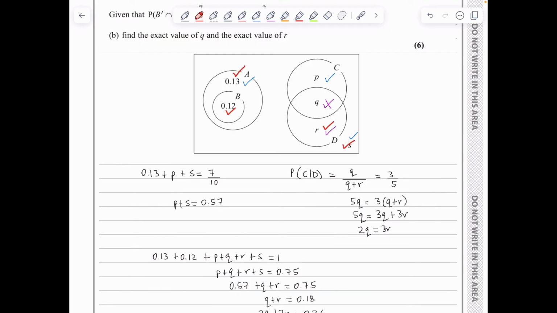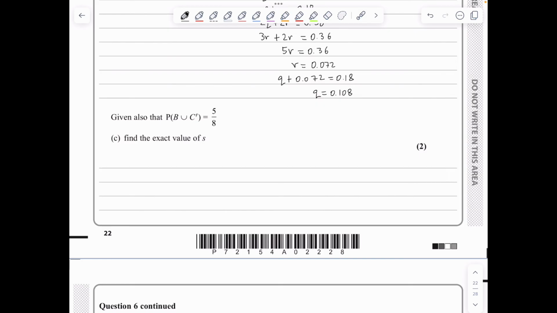So 0.13 plus 0.12 plus R plus S should be 5 over 8. Let me write this down. We've got 0.13 plus 0.12 plus R plus S is equal to 5 over 8, which leads to R plus S is equal to 0.375. Well, we know that R is 0.072. So 0.072 plus S is 0.375, which means that S turns out to be 0.303.